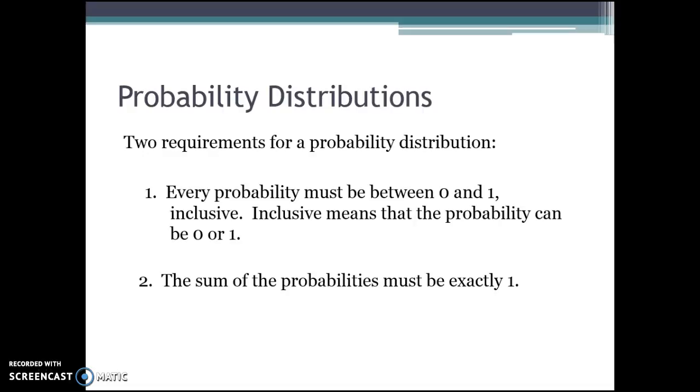All right, so there are 2 requirements for a probability distribution. And there's actually a third one, but I wrote 2 here. The first one is that every probability has to be between 0 and 1, including 0 and 1. And then the second one is that all of the probabilities must add up to be exactly 1. The third requirement that I didn't write here is just that all of the values of x have to be numbers. So they can't be like colors or something.